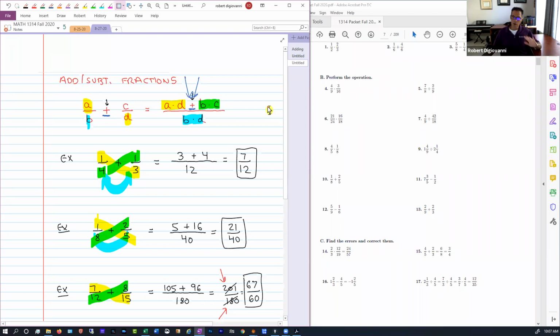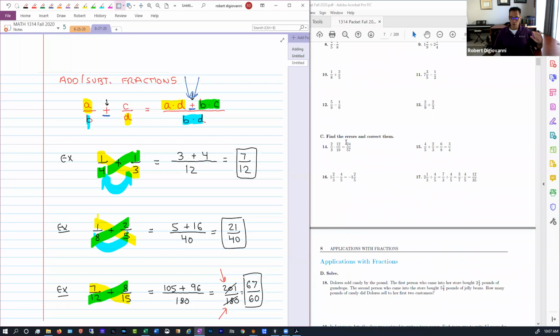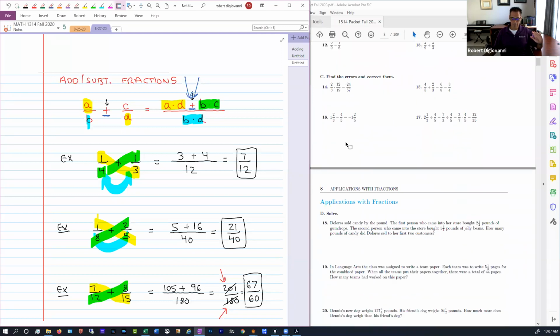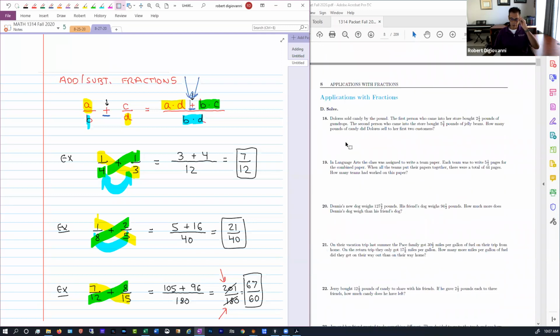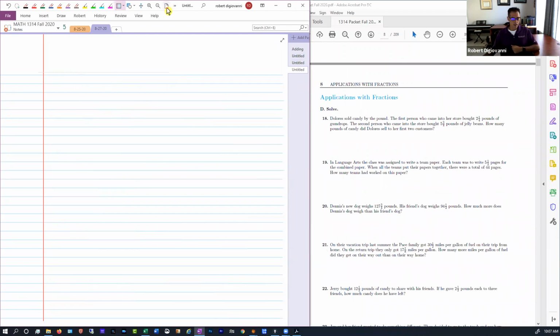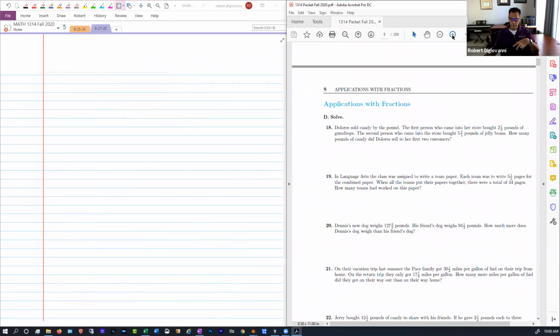Okay, no questions? It's word problem time. All right, so these word problems are always an issue, because they're word problems, that just always causes people trouble. So let's see how we can use addition, subtraction, multiplication, and division of fractions to try and solve these problems.